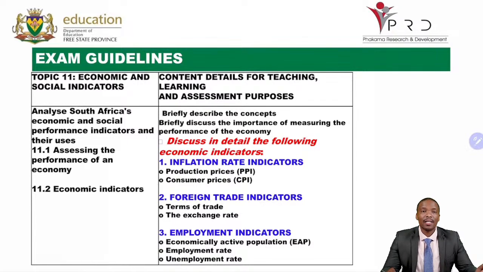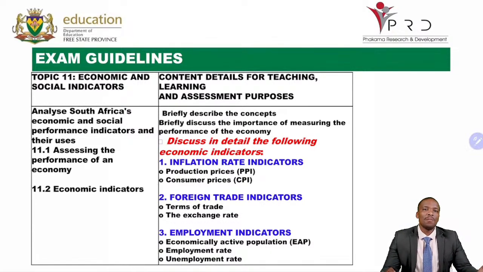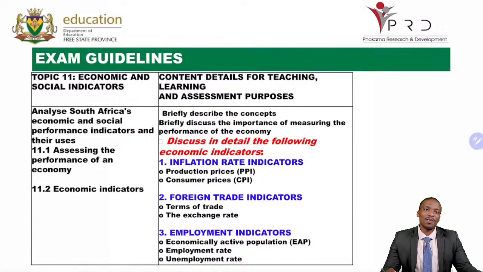unemployment rate. And with foreign trade indicators, we also did it in term 1, where we're looking at topic number 4. The terms of trade, we did it as a concept and formula as well. And also there was a full topic on exchange rate, demand for foreign exchange and supply of foreign exchange, currency appreciation, currency depreciation.